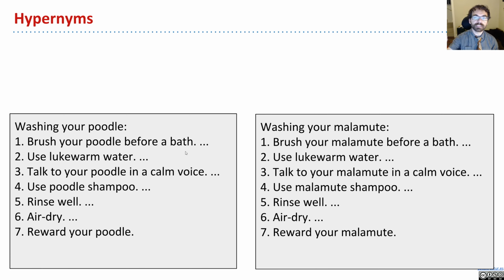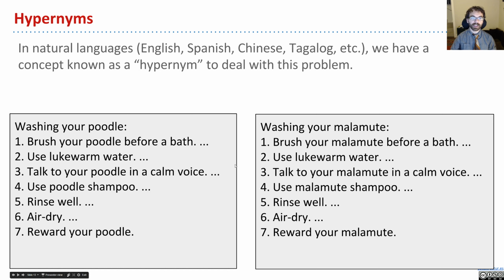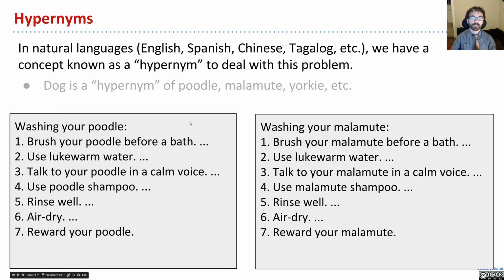So this is something our ancestors faced. They had to come up with words that captured both of these creatures. And so in English, the term for this is hypernym. So dog, in this case, is a hypernym of poodle, Malamute, Yorkie, Dachshund, and so forth. It's just kind of a fun word.